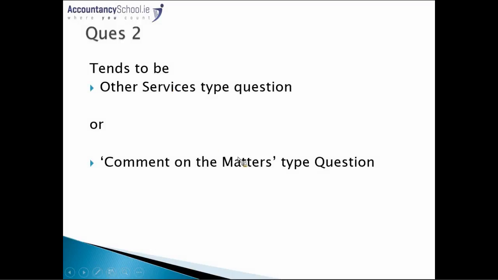And then you have comment on the matters, which is a specific type of question, which again I'll mention very briefly in a few minutes.